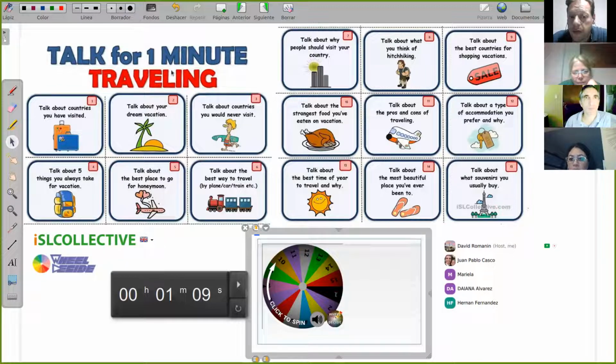I took this talk for 1 minute about traveling activity, and I put 15 numbers, a number to each one of these 15 squares, okay? What we have to do is to talk about one of these options in 1 minute without stopping. It doesn't matter if you do it right. It doesn't matter if you do it wrong. Just talk. If you don't know the word in English, you say it in Spanish or Italian or whatever, but you don't stop talking. Okay? You cannot stop talking.